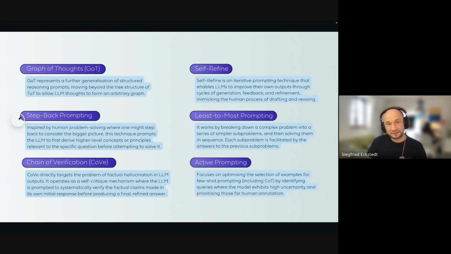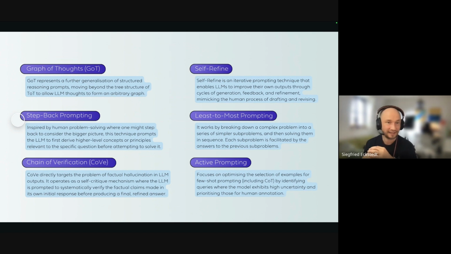Next, the step back prompting, actually quite intuitive. It's inspired by how we do our problem solving as well, where we might want to take a step back to see the bigger picture. This technique comes with a prompt that first would ask to derive a higher level concept or principles that are relevant to the specific question before the solving starts. It's very, very simple in terms of how you want to trigger that as well. Let's just think of the bigger picture, you could ask and such.